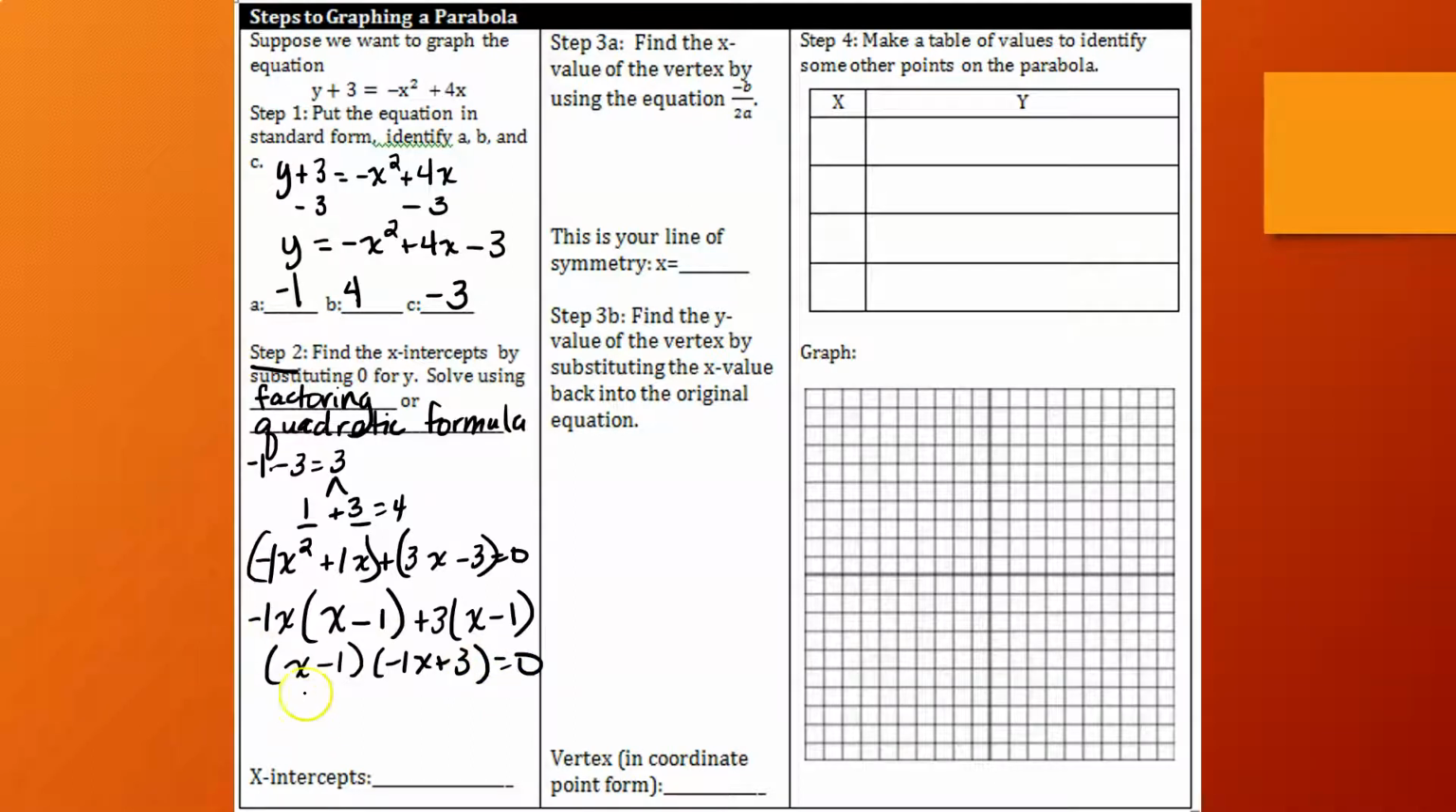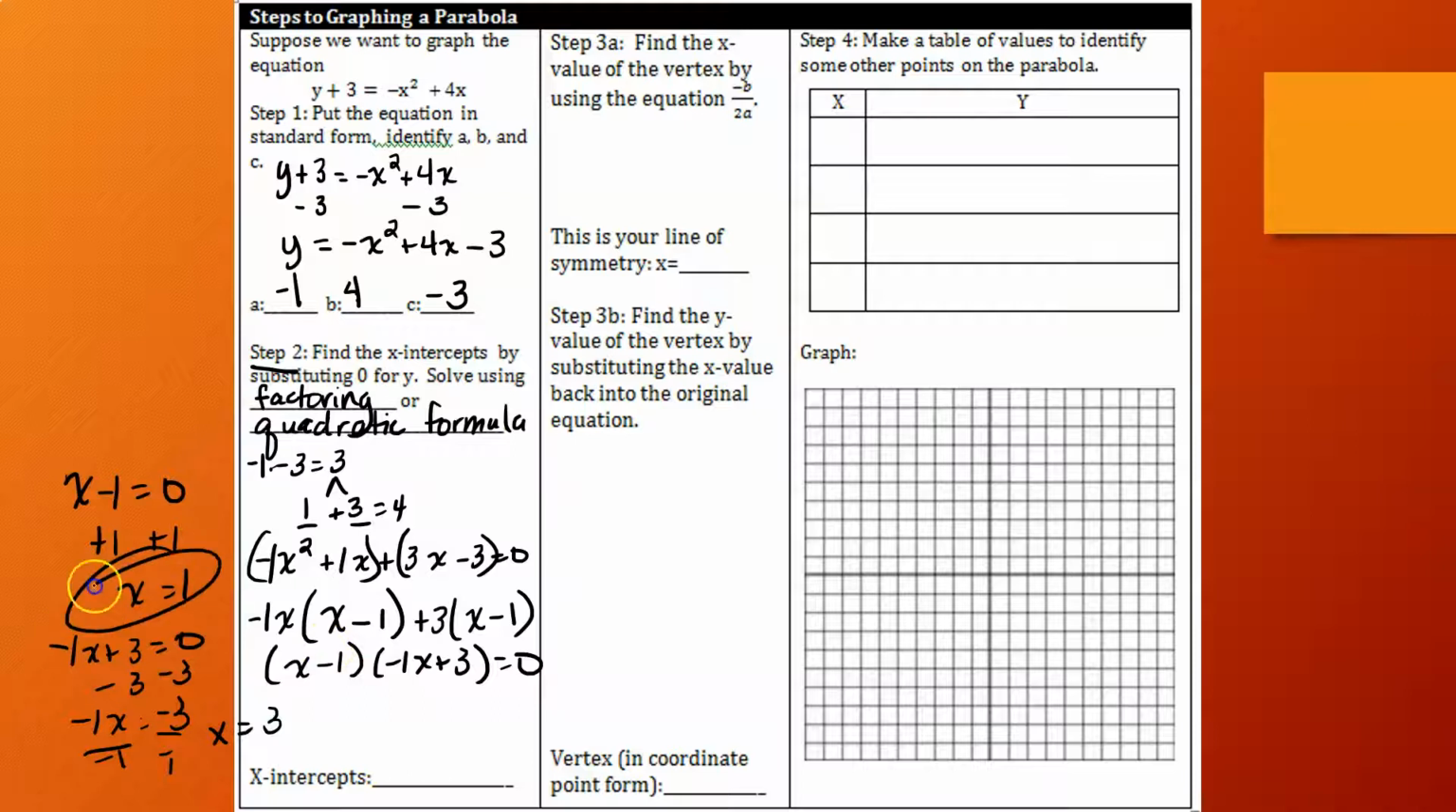I'm now going to use my zero product property and set both of these equal to 0. I'm going to find x minus 1 equal to 0, add 1 to both sides, so x equals 1. And I'm going to find negative 1x plus 3 equal to 0, minus 3 from both sides. Negative 1x equals negative 3. Divide both sides by negative 1. And so, x equals 3 here. So my x-intercepts are from my zeros, which are 1 and 3.